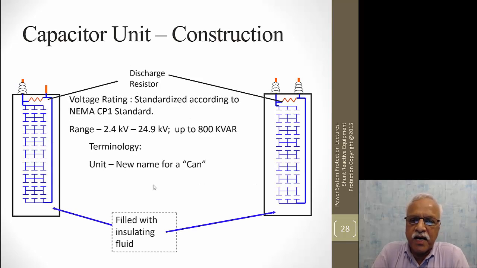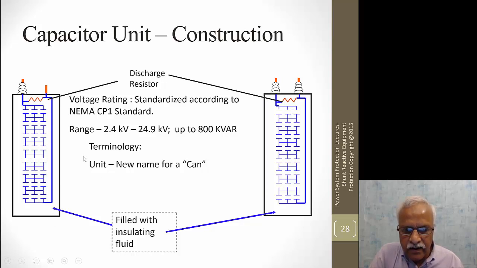Let's look at the capacitor unit construction. They have a discharge resistor here, and then they have a series of elements, in series and parallel. This is a very typical construction and filled with insulating fluid. And then the voltage range is from 2.4 kV to 24.9 kV as per the standards, IEEE 18. And then they go up to 800 kVAR.